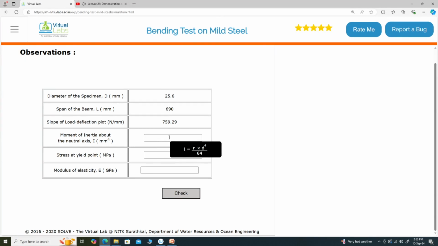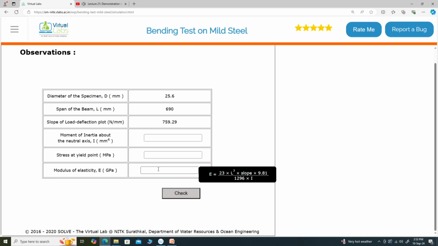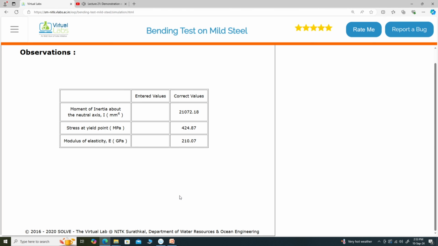The formulas are also given here. Moment of inertia about the neutral axis, I is equal to pi into d power 4 by 64. Then stress at yield point is M into y by I. Then we have modulus of elasticity, that is E is equal to 23 into L cube into slope into 9.81 by 1296 into I. These formulas are given. You just calculate the values, put them here and check whether they are right or not. These are the correct values that would come, and the values that you have entered would be displayed. So this is how the experiment is completed.